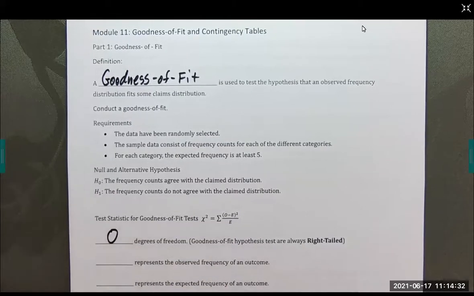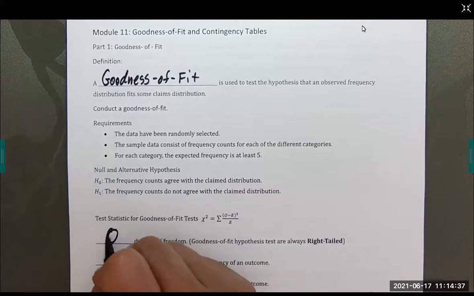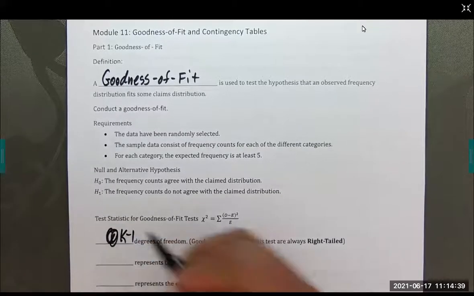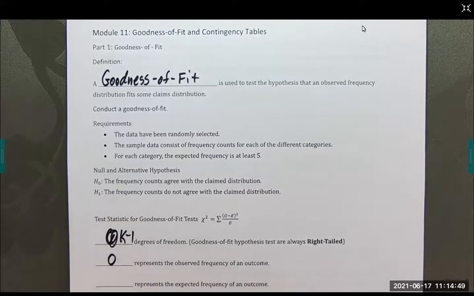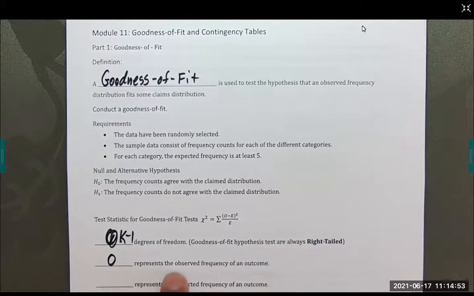O, E, and k minus 1 are the degrees of freedom. The goodness of fit hypothesis tests are always right-tailed. We'll need to keep that in mind as we go through this. The O represents the observed frequency of an outcome. So the O is for the observed.